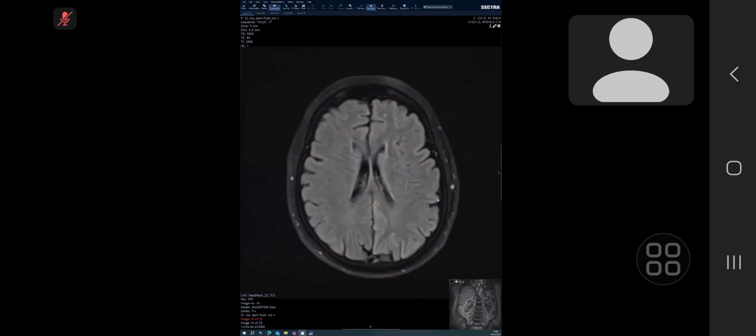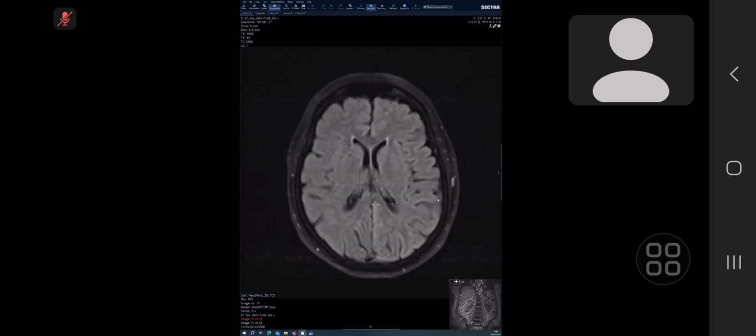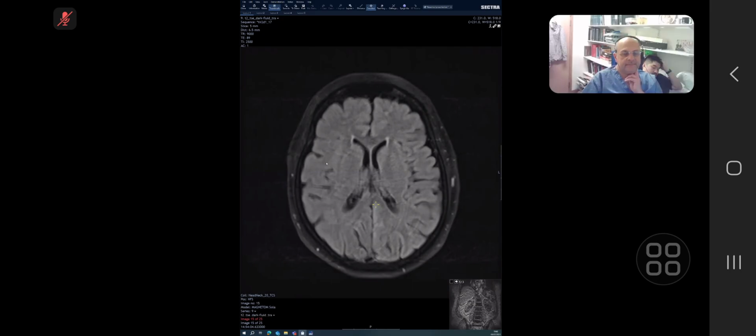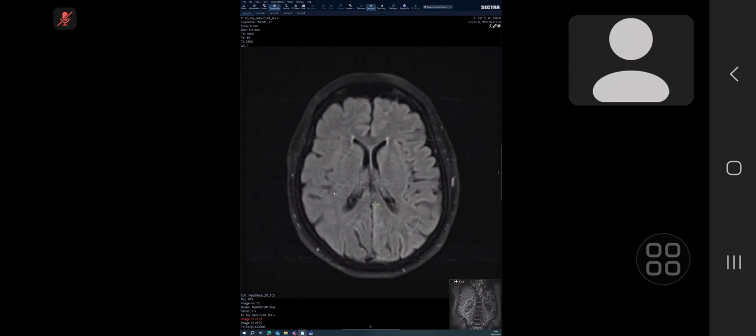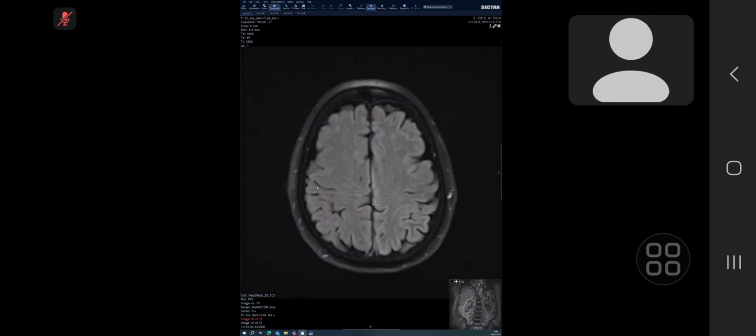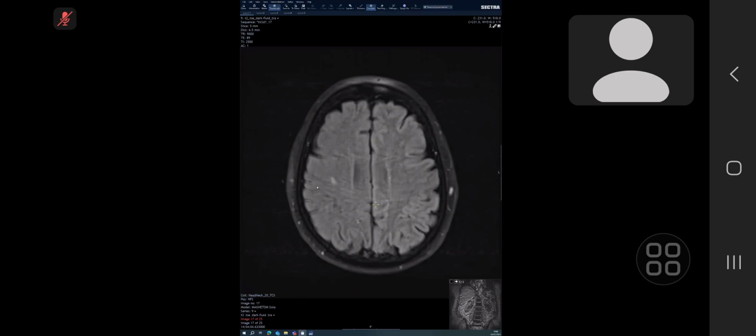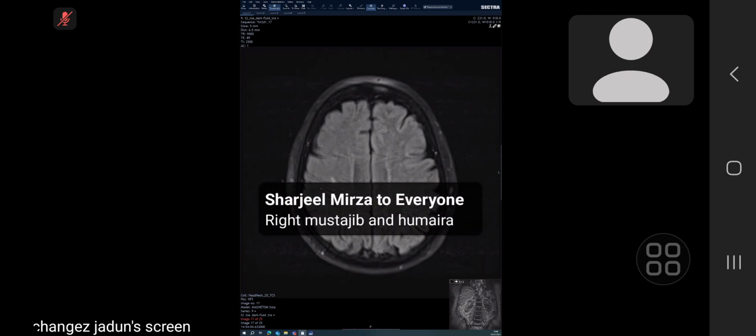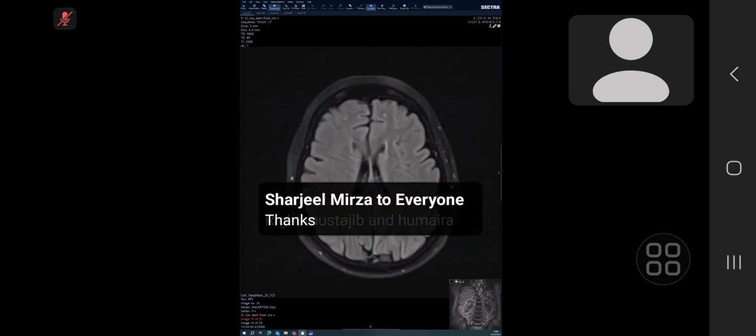Sir, in these images, I can appreciate that on the right side there is a signal, in this area on the right side in the centrum semiovale region in the subcortical white matter. I can appreciate a hyperintense, ill-defined focus. I would like to see the downward images if there are any other such foci.